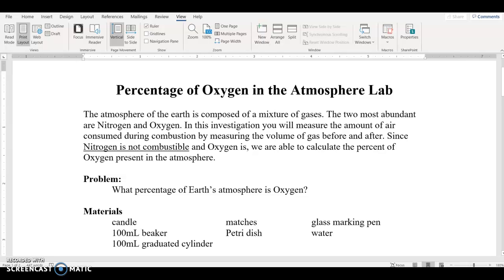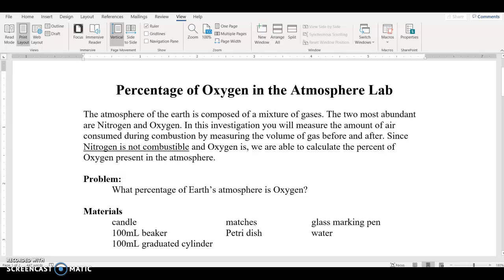Hey everybody, we've got a lab going today, and it should be a little bit more fun than what we usually do. It's called the percentage of oxygen in the atmosphere lab. In yesterday's notes, you should have seen that the atmosphere is made up of a mixture of gases, and the most prominent of those gases is nitrogen. And we breathe nitrogen in, and we breathe it right back out. It does us no good or no harm.